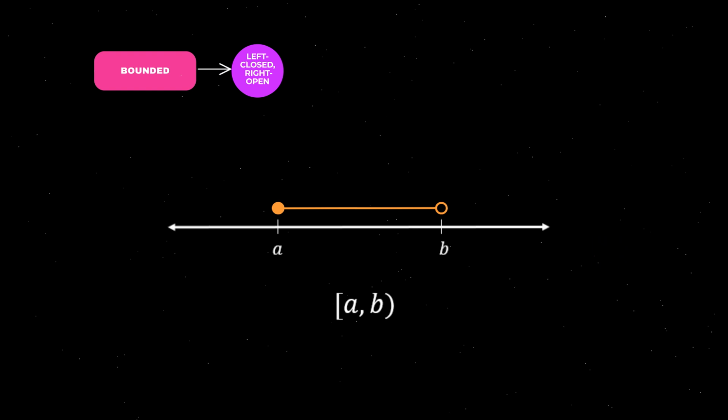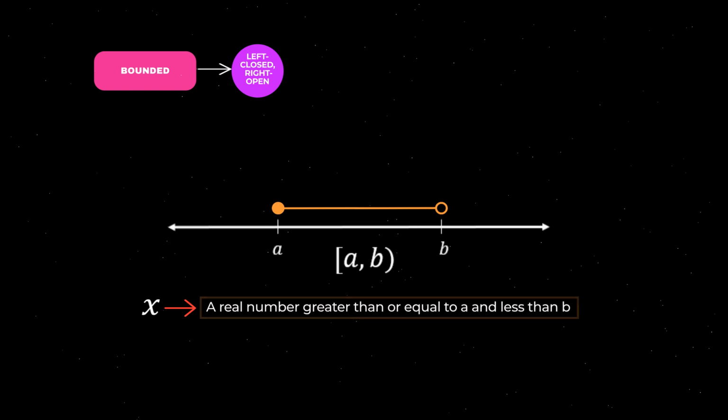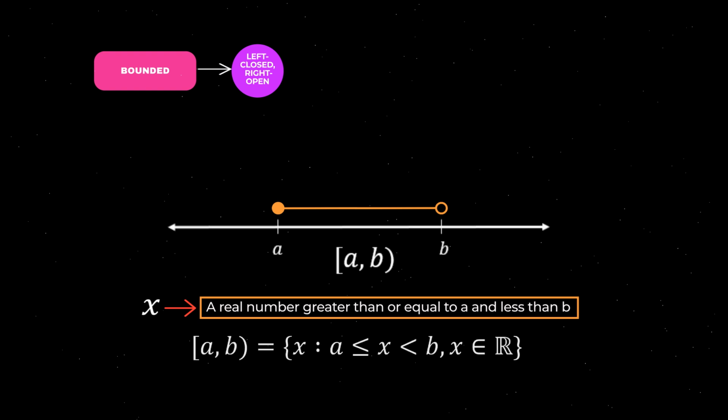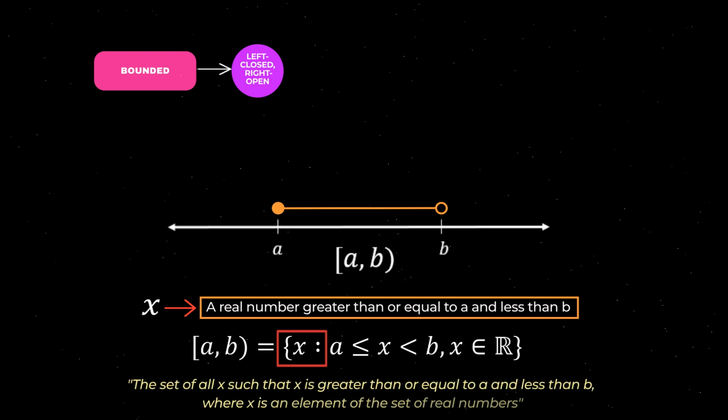Okay, to represent this interval in set builder notation, we first define a variable x as a real number greater than or equal to a and less than b, and then we build the number set using curly brackets as shown here. Therefore, this left closed, right open interval in set builder notation can be described as the set of all x such that x is greater than or equal to a and less than b, where x is an element of the set of real numbers.